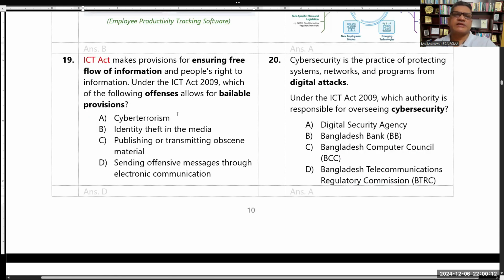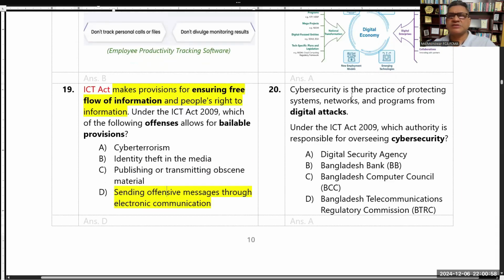The ICT Act makes provision for ensuring free flow of information and people's right to information. Under the Act, which of the following offenses allows for bailable provisions? Sending offensive messages through electronic communication. Cybersecurity is the practice of protecting systems, networks, and programs from digital attack.